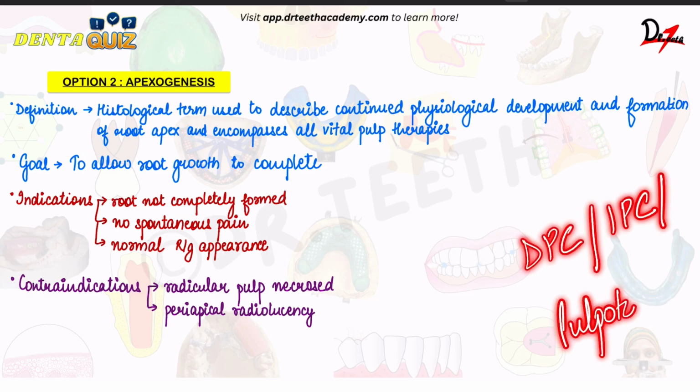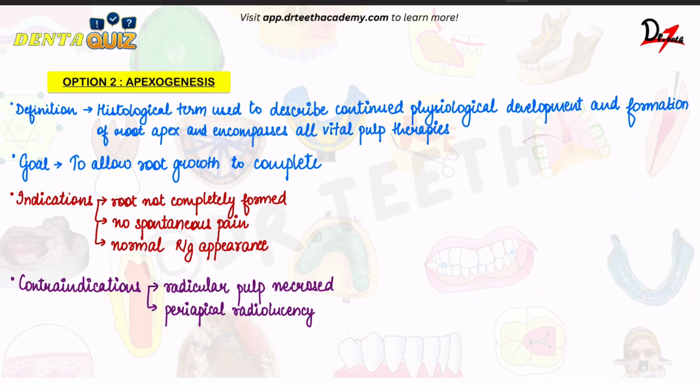In these cases, what happens is when you do these, there is physiological development of root, which means when you go with these modalities, the radicular pulp is safe, right? This radicular pulp will continue to grow. There is no stoppage. So that is why the definition said continued physiological development, and there is formation of root apex, right? And it encompasses all vital pulp therapy.